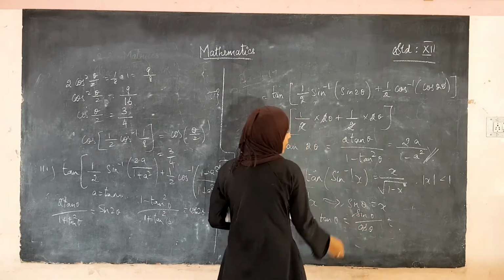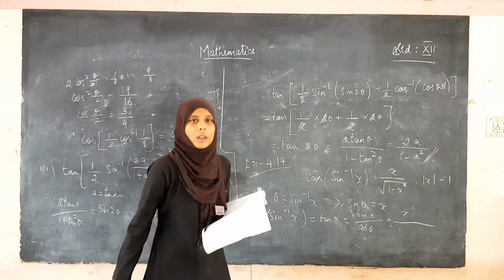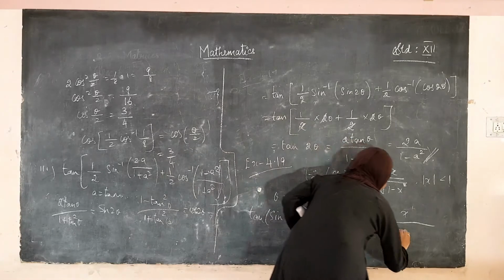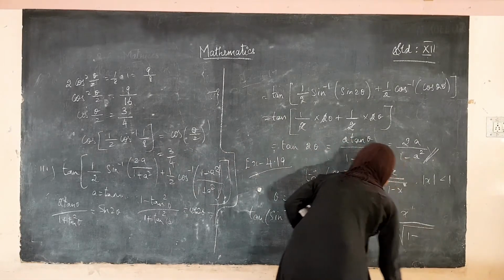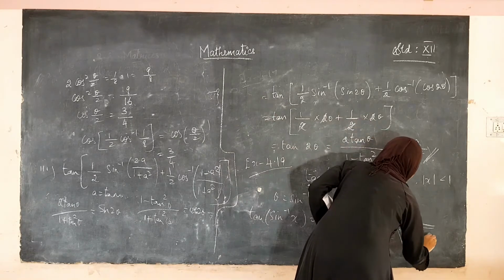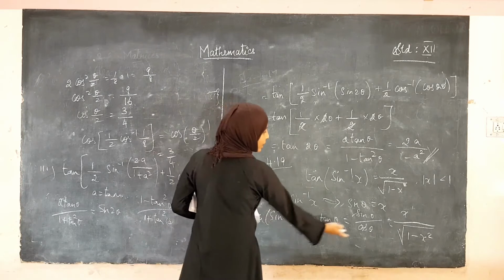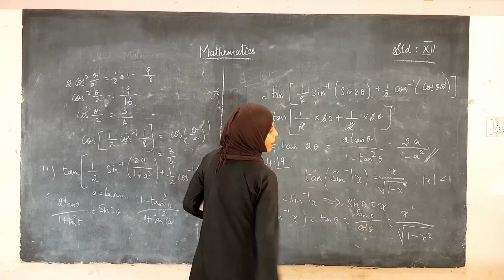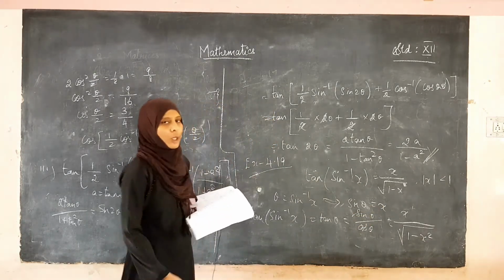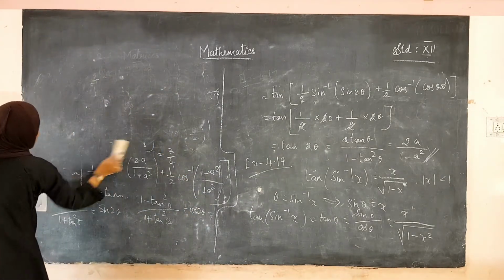What's the value of sin theta? Sin theta is x. So cos theta can be written as root of 1 minus sin square theta. Therefore, root of 1 minus, instead of sin square theta we can substitute x square. Therefore, 1 minus x square. So this is the thing we have to prove, right? Tan of sine inverse of x is equal to x divided by root of 1 minus x square, when x ranges from minus 1 to 1. Hence we proved this.